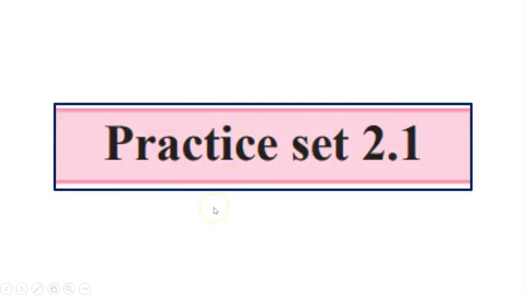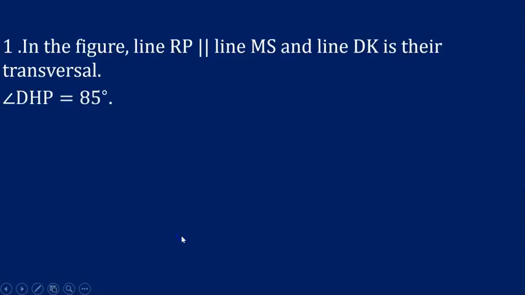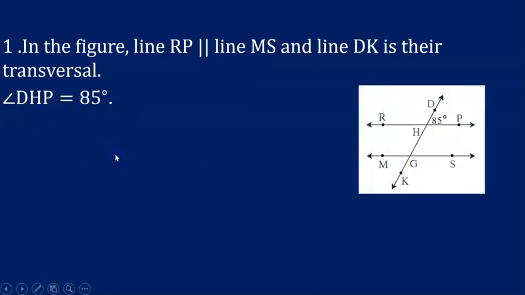Now practice set 2.1. First example. In the figure, line RP is parallel to line MS. Line DK is their transversal. Measure of angle DHP is equal to 85.